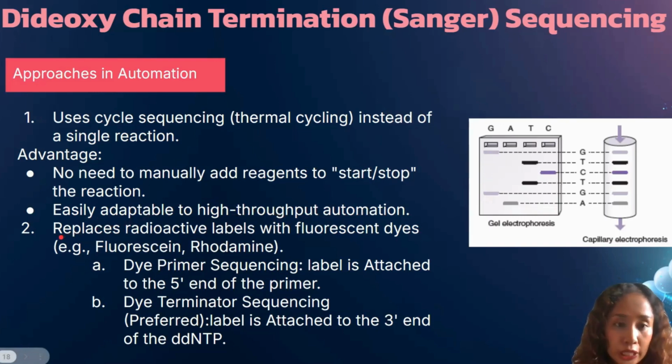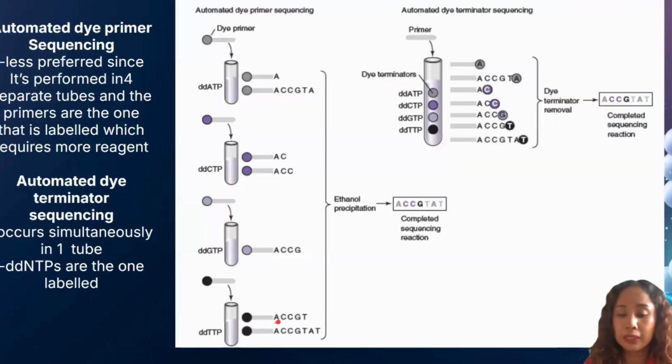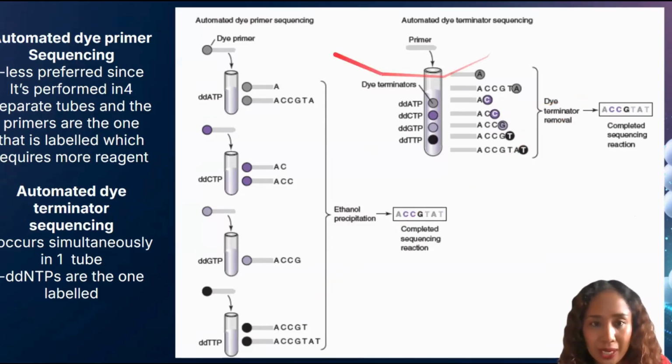Current methods now replace radioactive labels with fluorescent dyes. Examples are fluorescein and rhodamine. Here we have dye primer sequencing, where the fluorescent label is attached to the 5' end of the primer, while in dye terminator sequencing, the label is at the 3' end of the ddNTP. So these are the automated approaches in our Sanger sequencing.